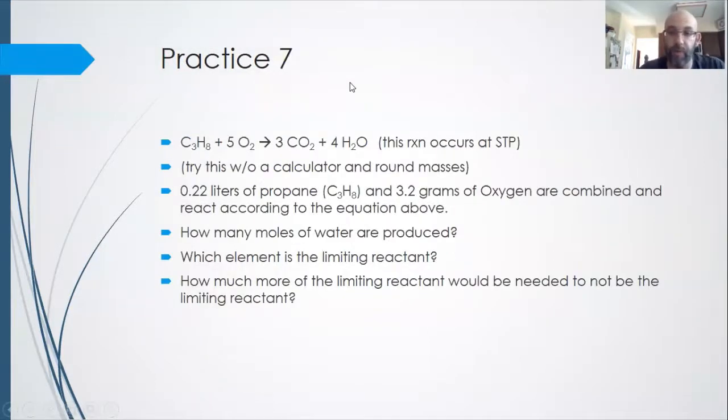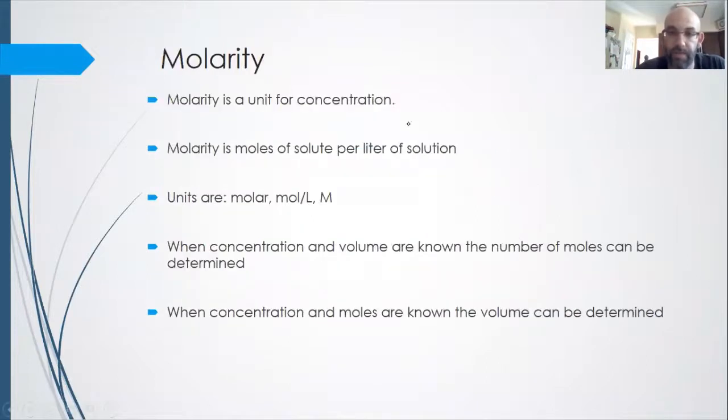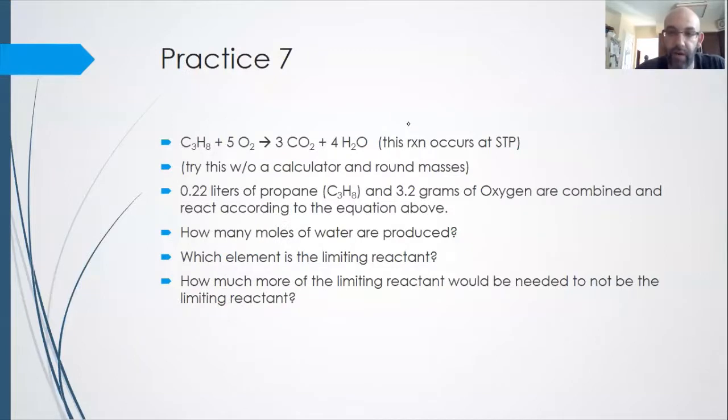For this problem, all right, we're going to try to do this without a calculator. We're going to see if we can do this just by hand, okay? So we have 0.22 liters of propane, and we have 3.2 grams of oxygen, and they are combined in this combustion reaction that we have listed right here, right? And we want to find out how much water is produced. We're going to look at the limiting reactant, and then we want to, at the end, find out how much more of the limiting reactant we need for it to be equal or not the limiting reactant anymore.